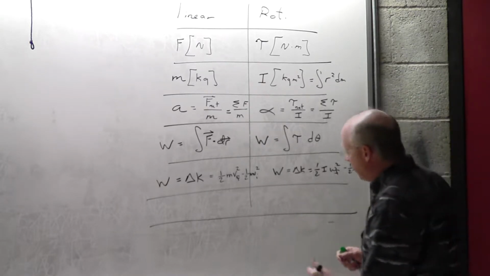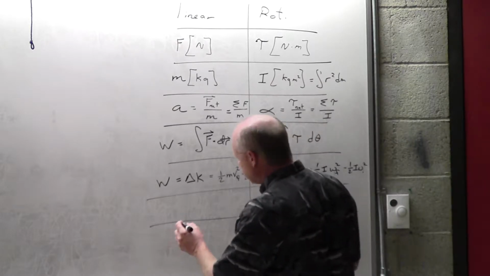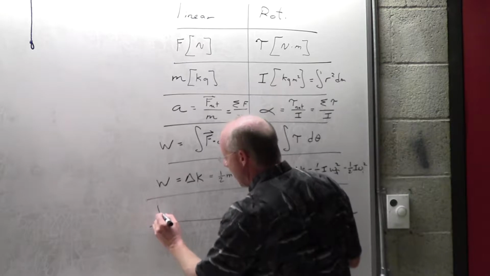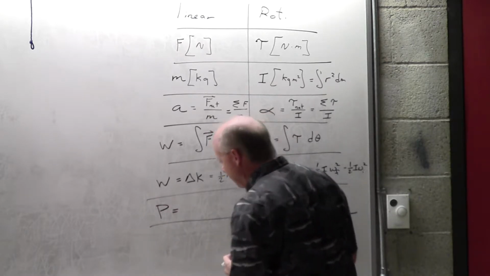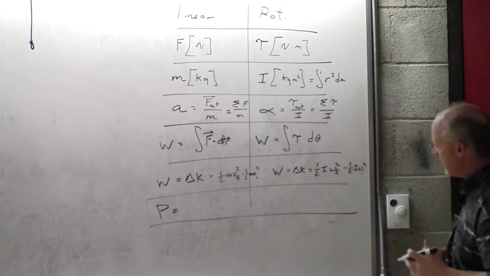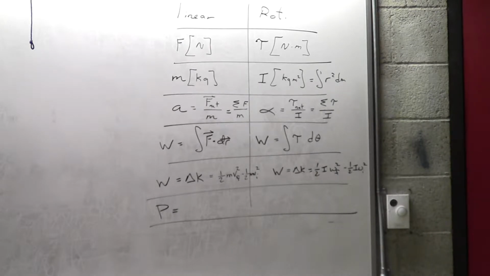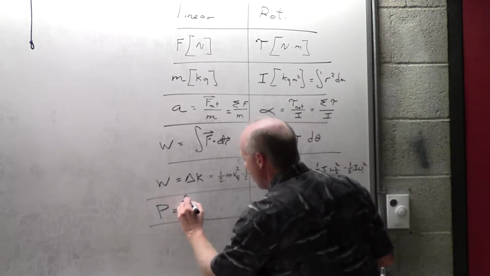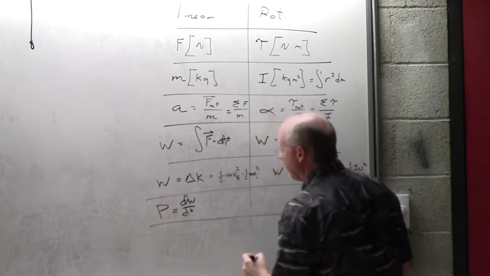And the last thing before we move on to example problems is power. We used capital P for power. If you remember, we were doing linear motion. This must have been chapter 7 or 8. What was our definition of power? Okay, work per time. That's not going to change. It's still work per time.